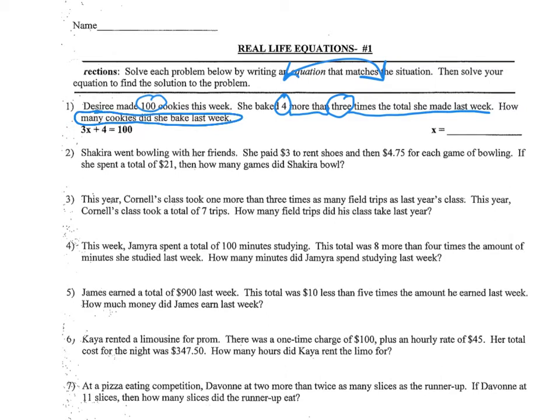So whatever your question is, that's what your variable is, because the variable is representing something that we don't know. So that's our question. So she made 100 cookies. She baked 4 more than, so plus 4, 3 times the total she made last week. But did we know how many she made last week? No, so it'd be X. That was the question. That's what it was asking us. So 3 times whatever she made last week that we don't know. And she ended up with 100.